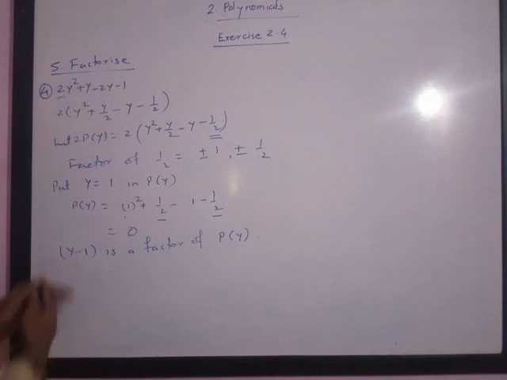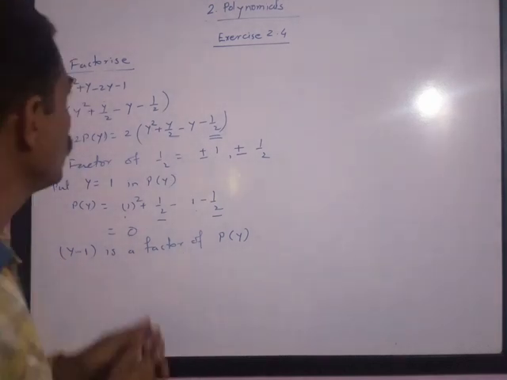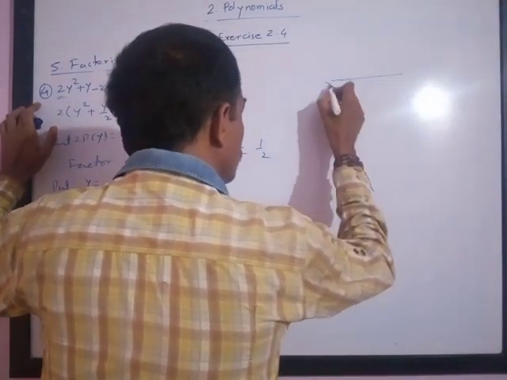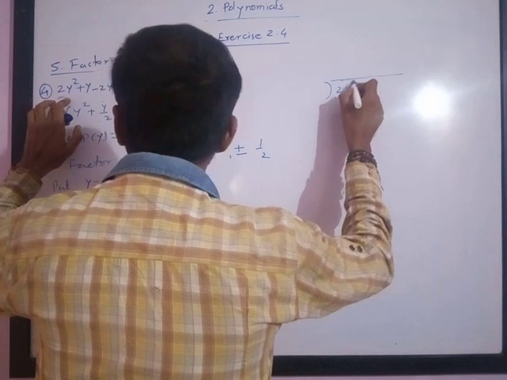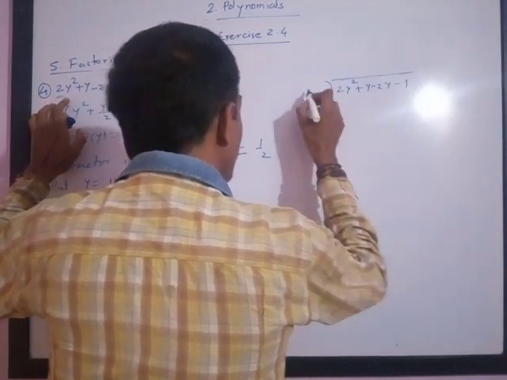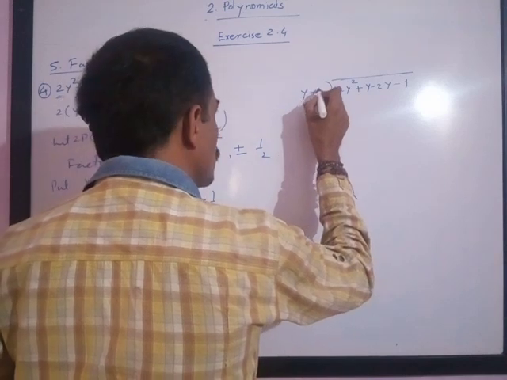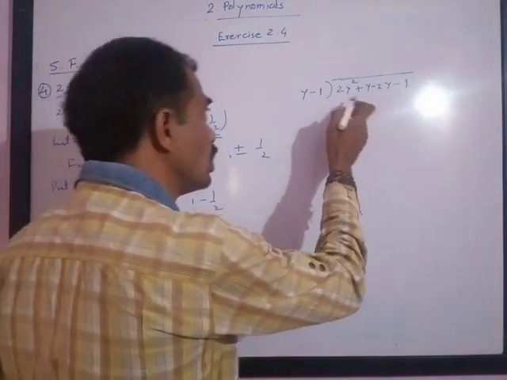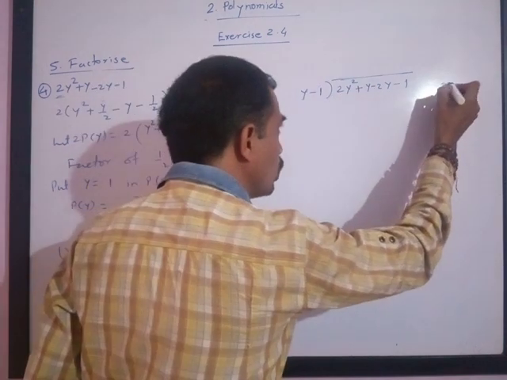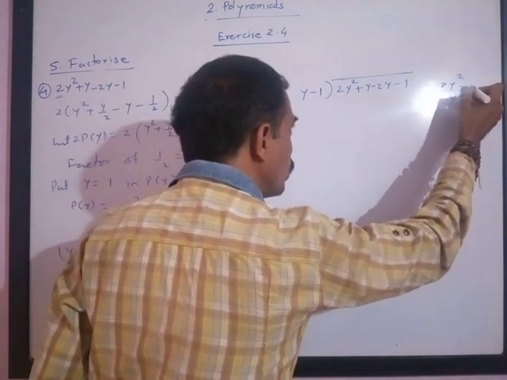Let us find the other quadratic. Since y minus 1 is a factor, we will get the remainder 0. So let us divide by long division method. This is 2y square plus y minus 2y minus 1 divided by y minus 1. So to find this, we know how to solve. Divide first term by first term. If you divide 2y square by y, you will get 2y.